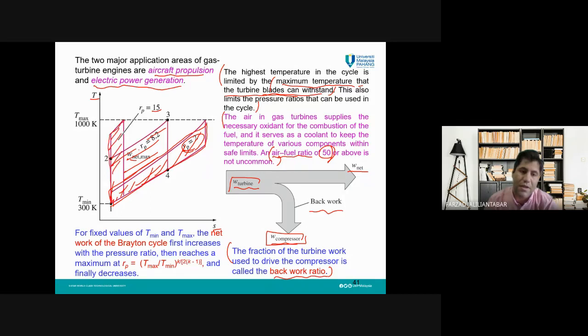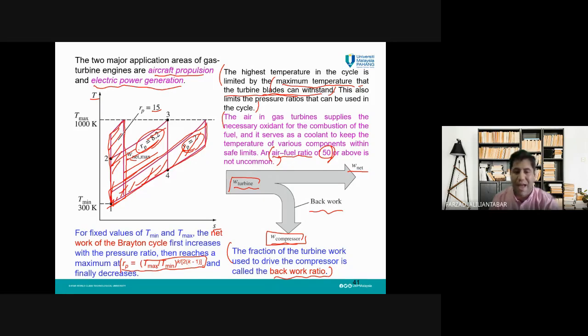You see the Brayton cycle when we have RP equal to 50. How can we find this RP, which gives us the maximum W net? W net max is the output of the Brayton cycle when RP is equal to this equation: T max divided by T min, to the power K divided by 2(K minus 1).